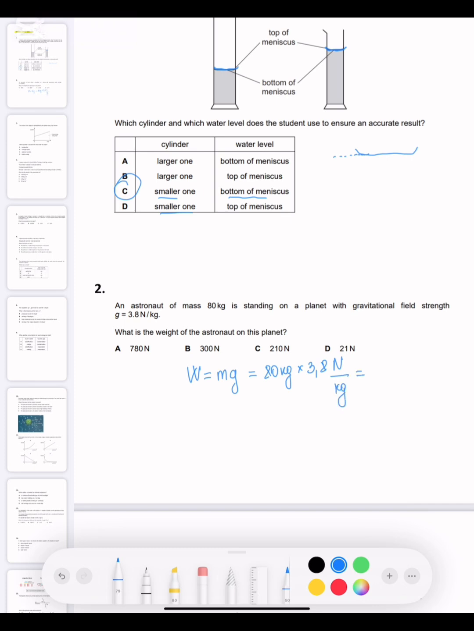When we calculate, we get 304 newtons. Whether you round to the nearest 10 or 100, the result would be 300 newtons. So the answer is B.